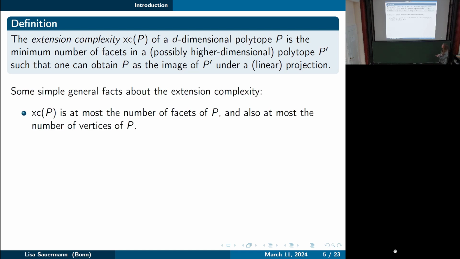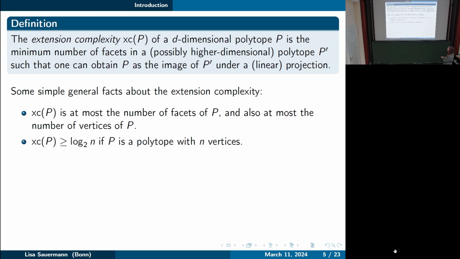And so before we come to the main topic of this talk, which is the extension complexity of random polytopes, so coming back to the main theme of this workshop, let me give you some more simple general facts about extension complexity, because these are relevant in order to motivate the results later. So the extension complexity of a polytope is always at most the number of facets of the polytope, and also always at most the number of vertices. So that's the general upper bound.